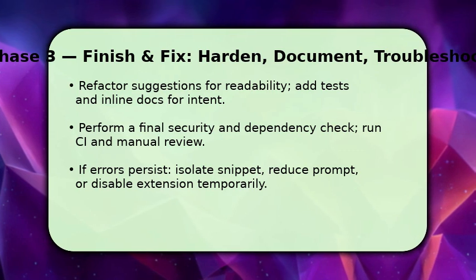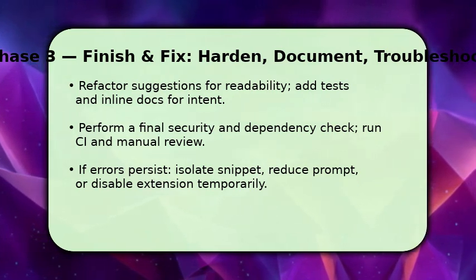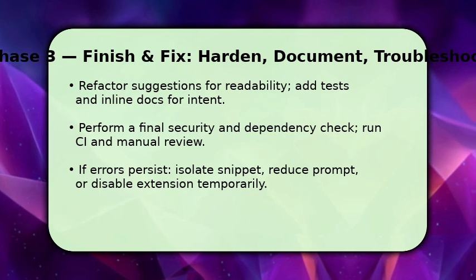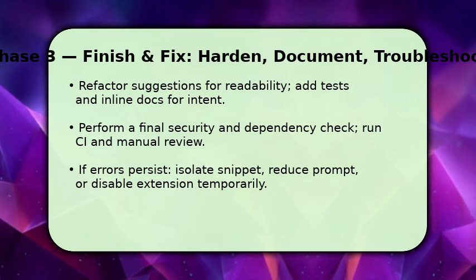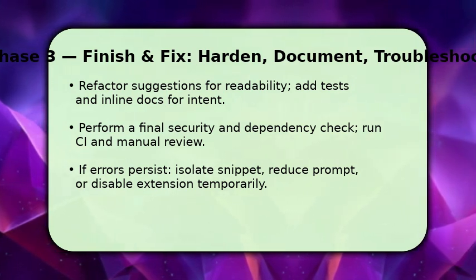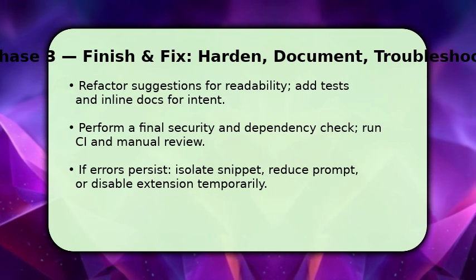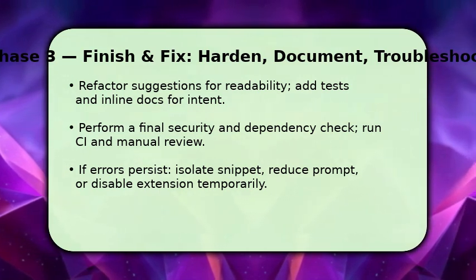If something breaks, isolate the failing snippet and recreate it in a minimal file to reproduce the issue. Reduce the prompt complexity, or disable Copilot temporarily to confirm the root cause. One troubleshooting tip: rerun suggestions after simplifying context to narrow failures.